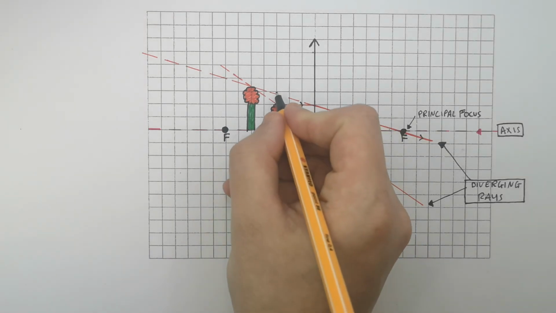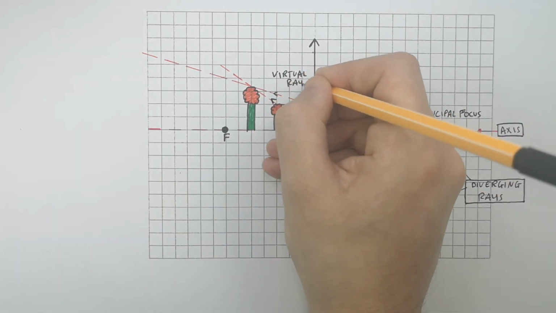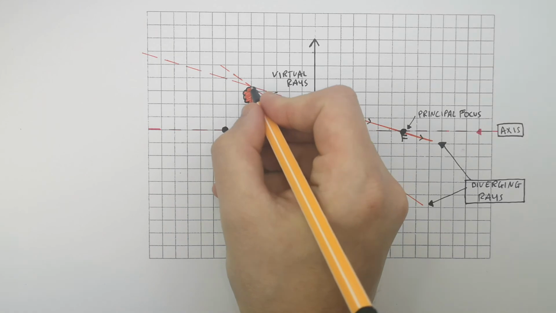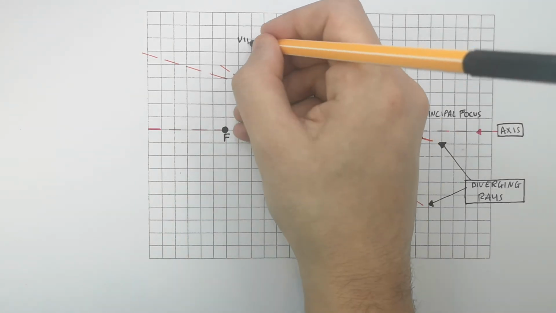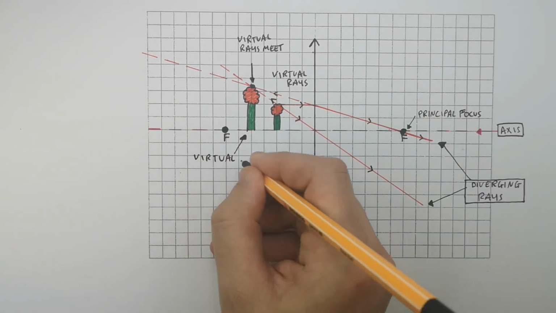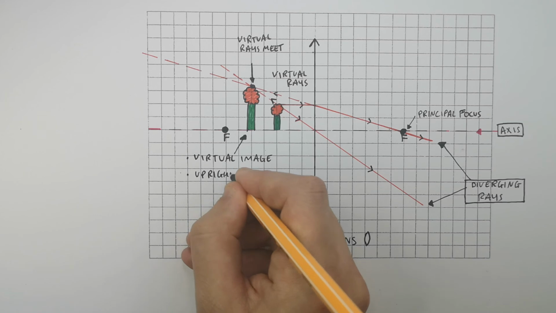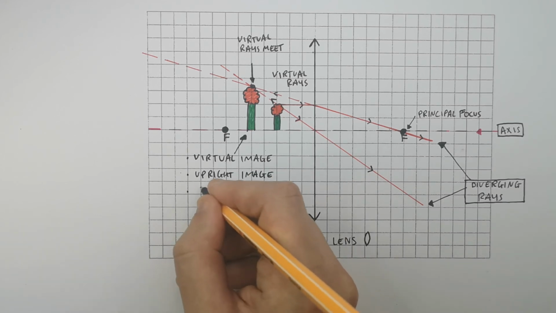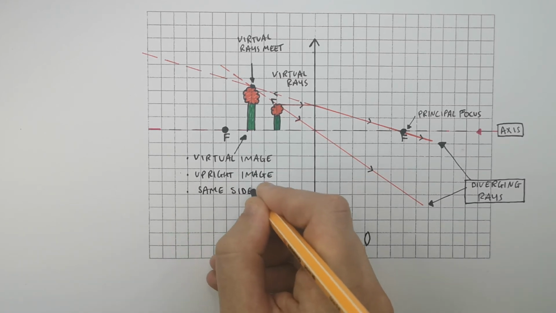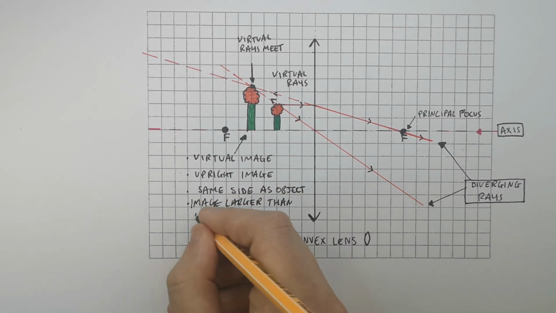So what we do is we draw virtual rays. As you can see here, these virtual rays are traced back from the lens, and this is where the virtual rays meet. So the image formed is going to be a virtual image. It's not a real image. And virtual images are upright images, and the virtual image is on the same side as the object. And in this case, the image is larger than the object.